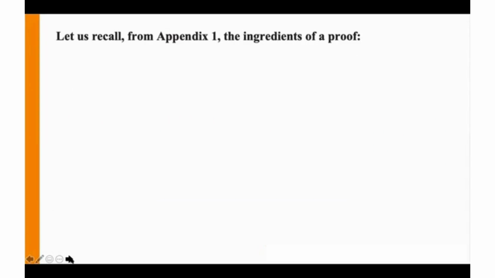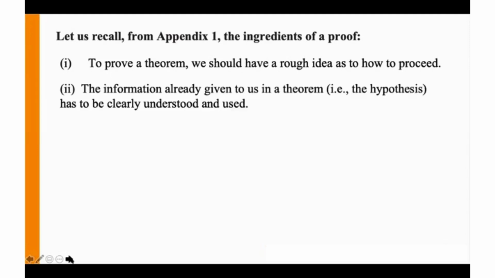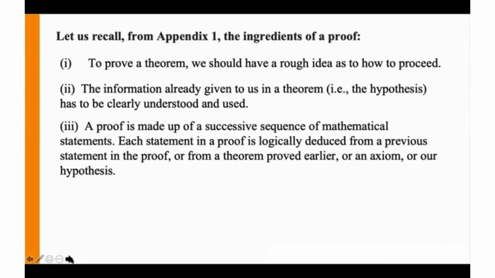Let us recall from Appendix 1 the ingredients of a proof. To prove any theorem, we should have a rough idea as to how to proceed. But how can we have a rough idea? We can have a rough idea from the information already given to us in a theorem. The information already given to us, which is the hypothesis, has to be clearly understood and used. We call it given in the statement. So we have to understand the information already given in the statement.